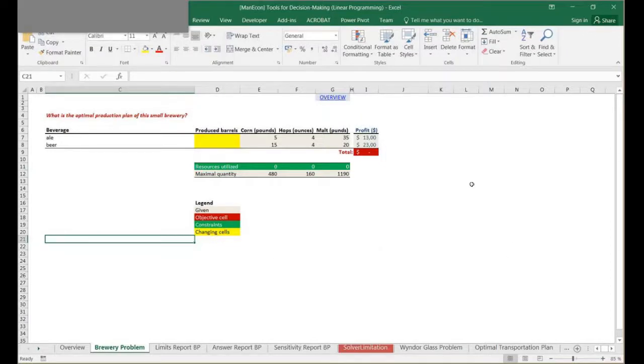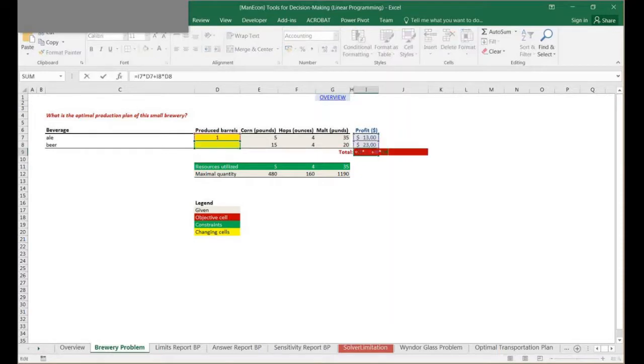So now the same problem from the slide we have over here. In the table above, we have the numbers from the different recipes. On the right-hand side are the profits. The yellow area are the number of barrels produced. If I produce 1 barrel of ale, the profit will be 13. You see it over here in cell I9. There is a function. If I produce on top a barrel of beer, I have $36 of profit.